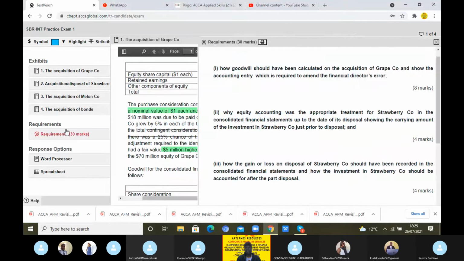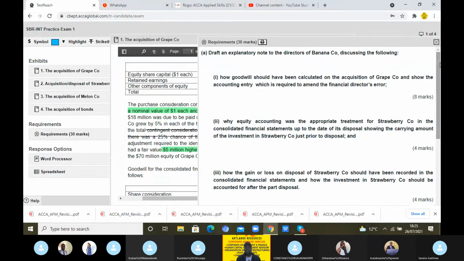And you come to the question once again. The question says, draft an explanatory note to the directors of Banana discussing the following. I want you to understand the question. How goodwill should have been calculated on the acquisition of GREP, and show the accounting entry which is required to amend the finance director's error. Students think the question is saying how to calculate goodwill. It's saying explain to directors how to calculate goodwill.